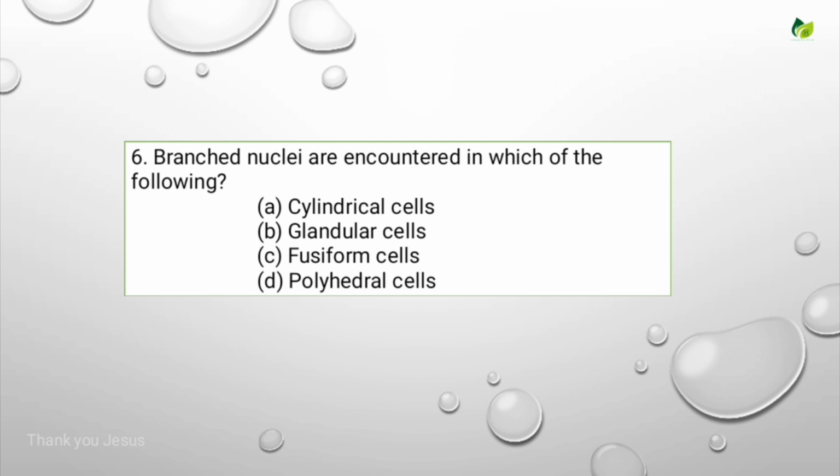Let's see the next question. Branched nuclei are encountered in which of the following? Options are cylindrical cells, glandular cells, fusiform cells, polyhedral cells. Yes, fusiform cells have branched nuclei.